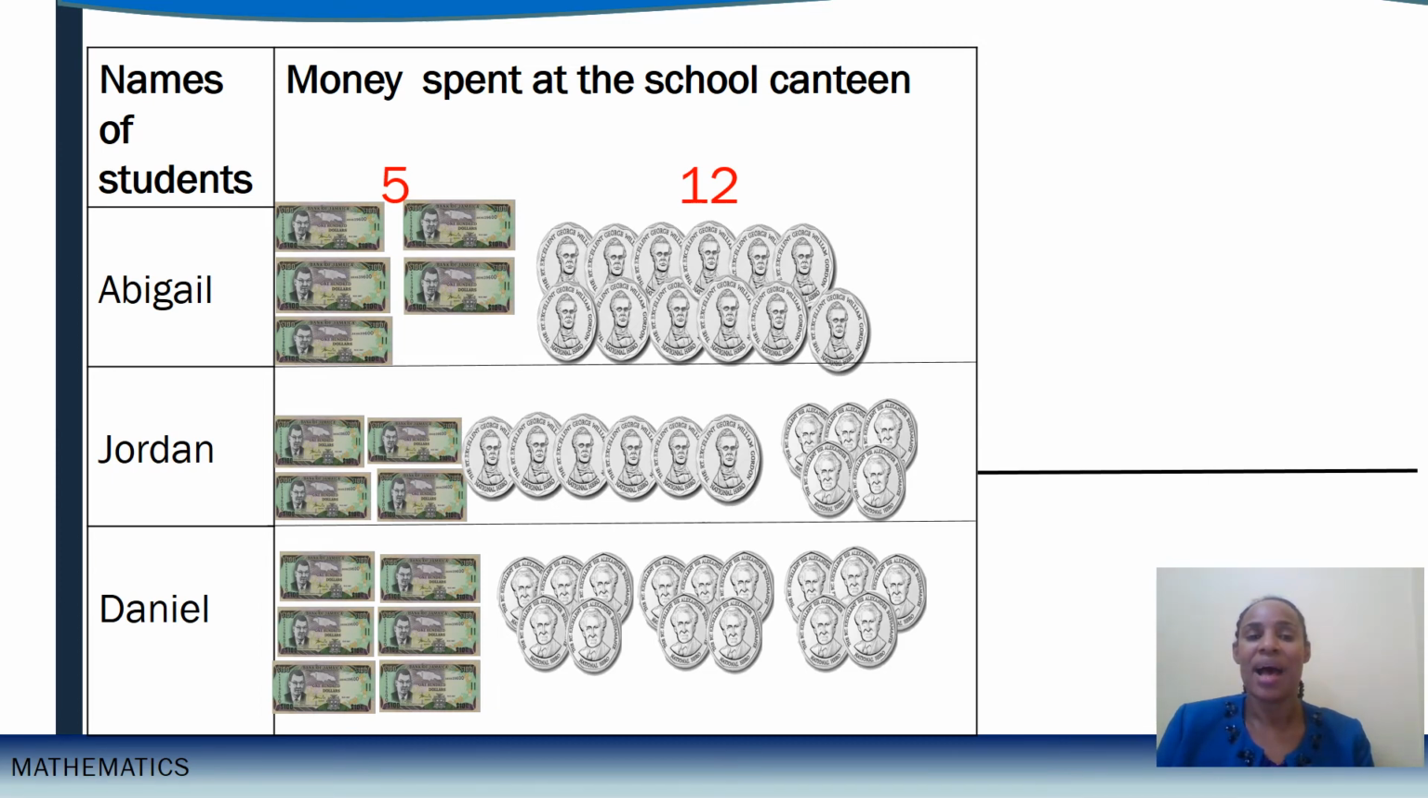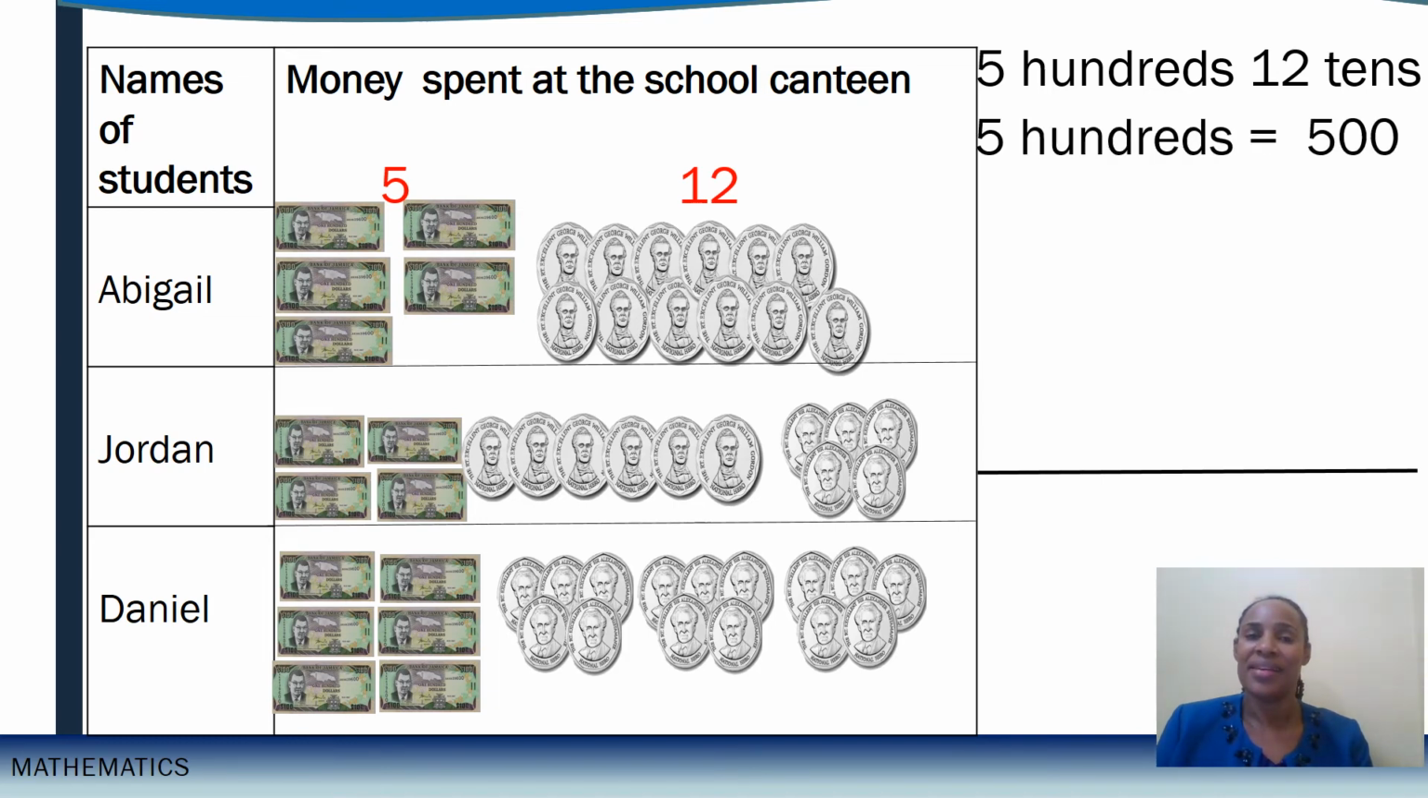In all, Abigail spent 5 hundreds and 12 tens. That's $500 and 12 $10. Let's write the value of 5 hundreds. 5 hundreds is the same as 500. And the 12 tens is the same as, I wonder if you know, boys and girls? Excellent. 12 tens is the same as 120. Do you know how much money Abigail spent?